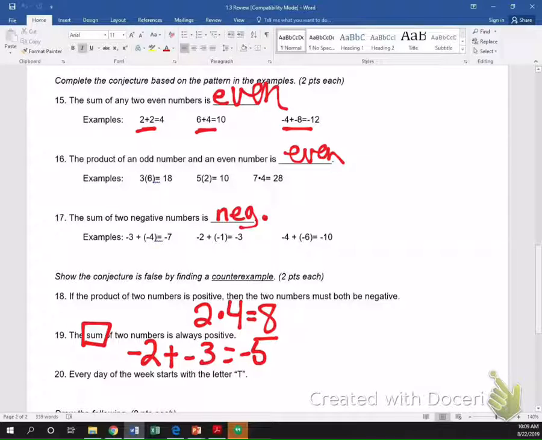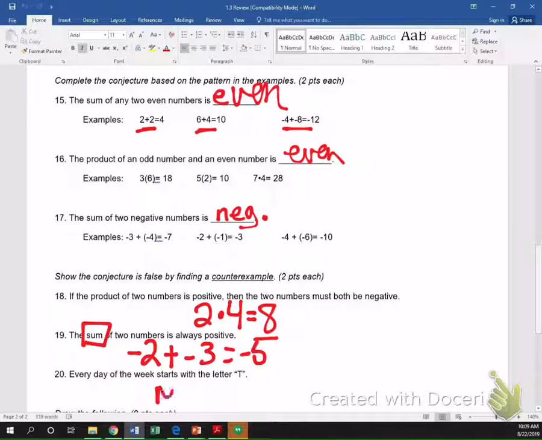Just make sure the two numbers have a plus sign in the middle, and when you actually add them, you don't get a positive number. So you could do a big negative and a smaller positive, and you're still in the negative, or you can add two negatives.